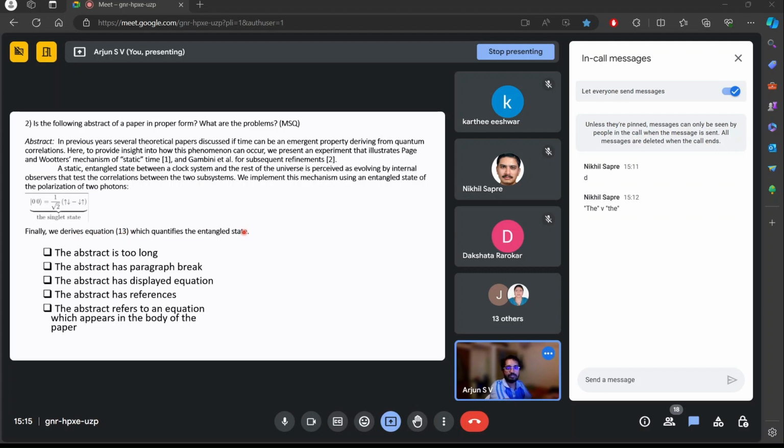So they have asked what is the problem with this, like is the abstract in proper form, what are the problems. So to start off with discussing the answer, first of all the abstract is not proper, because we have already discussed through the lectures and through the recap that an abstract should be short. It is short, I think it is less than 250 words only. But consider the other cases.